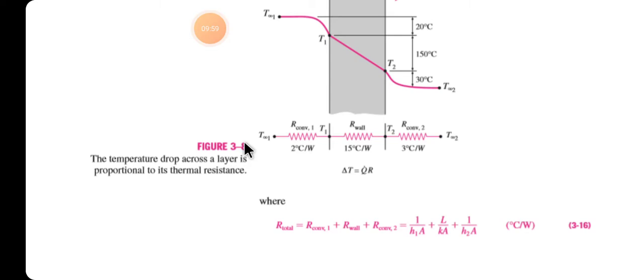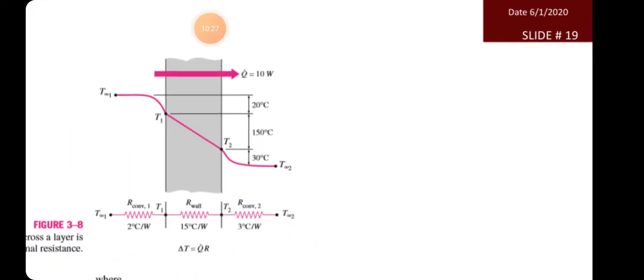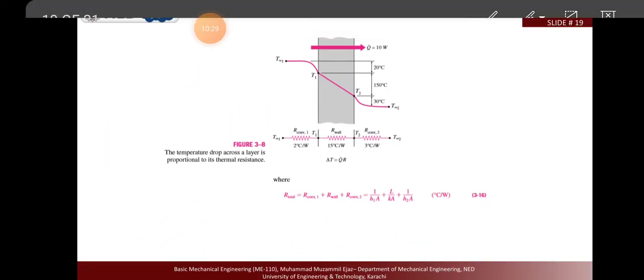If we want to calculate the overall resistance, we can simply add all these resistances like this: R convection 1, R wall, then R convection 2. We can also open the formula like this: for convection 1 over h1A, for conduction L over kA, for convection again 1 over h2A. If we put the parameters over here, the h value, A value, k and A, and h2A, we get the value of R total, the overall resistance.